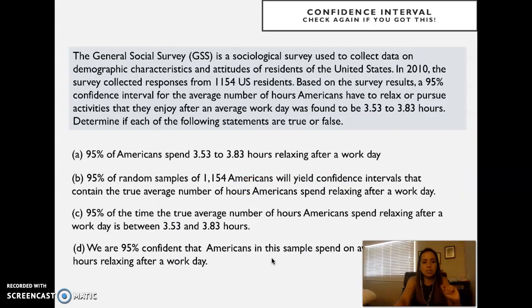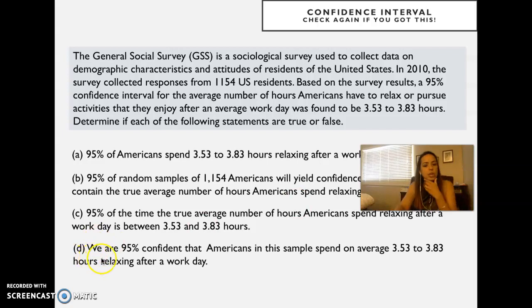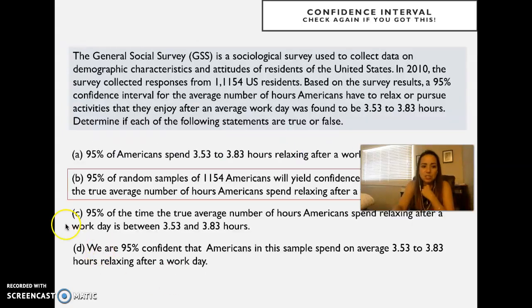So this here is not true. Then number D, we are 95% confident that Americans in this sample spend on average between this and this hours relaxing after a workday. That's true. So this, sorry, I should have said this is true, and this is true as well.